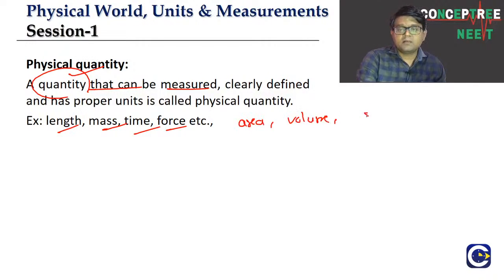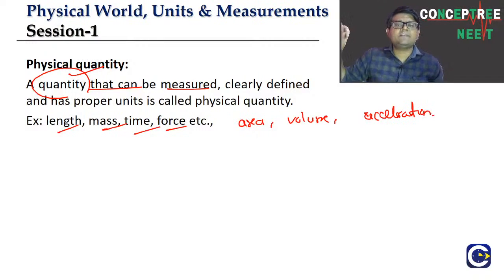Then we can talk about acceleration. So anything which we can measure will be called a physical quantity. The physical quantity has attributes and it will be clearly defined.